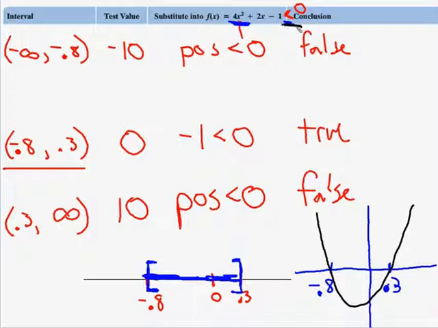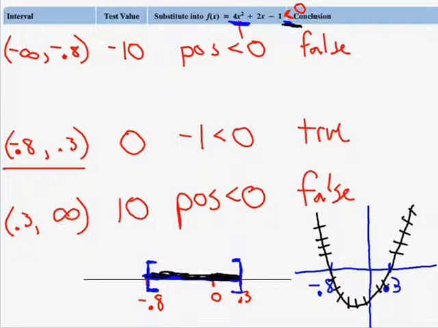And our inequality was less than or equal to 0. So we were only interested in where the parabola was under the x-axis, and that's what we colored in here between the boundary points. After we hit the boundary points, we're up above in positive y value territory, and positive y values are not less than 0. So that's why we did not color in those intervals on the number line.